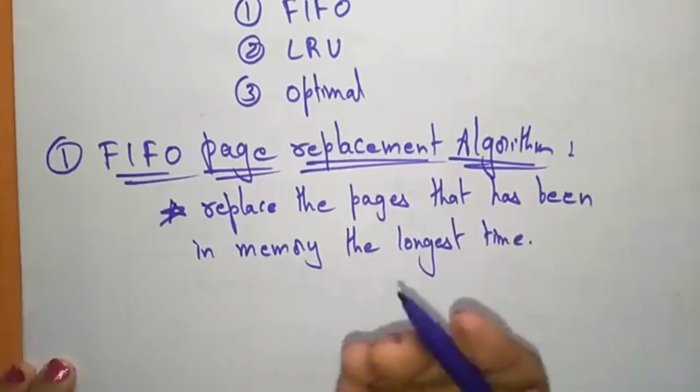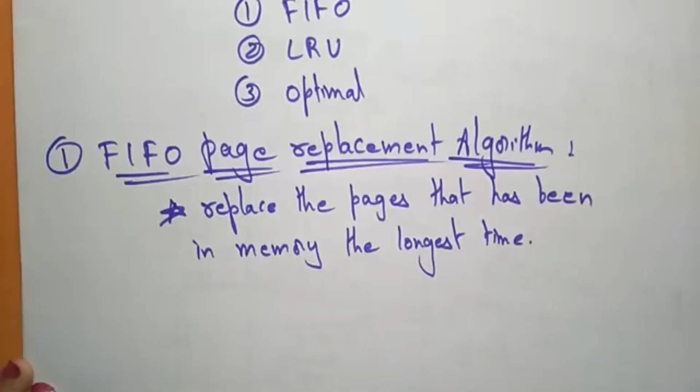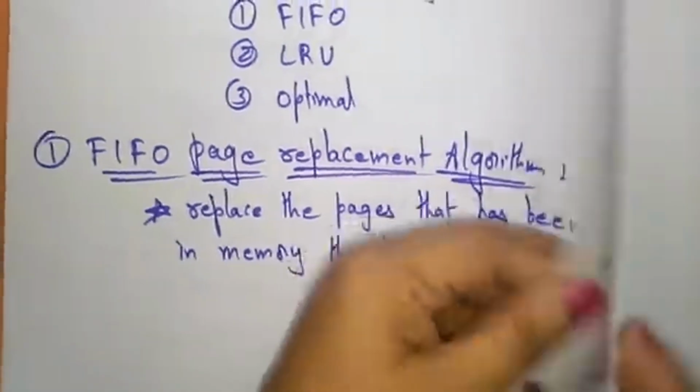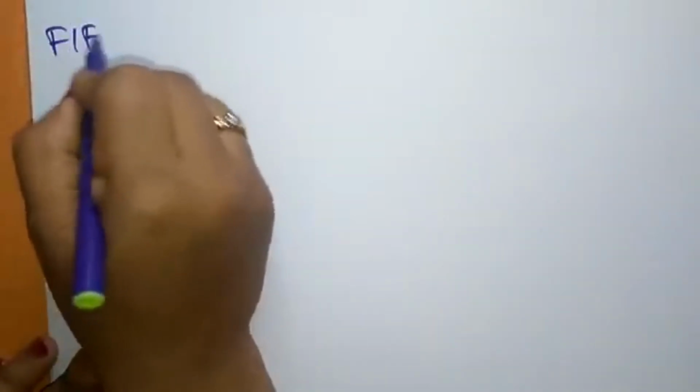So when a new page must be loaded, the page brought in earliest is replaced. Let me explain with a simple example. Let us consider an example of how this first in first out page replacement algorithm will work. So let me explain the FIFO example.